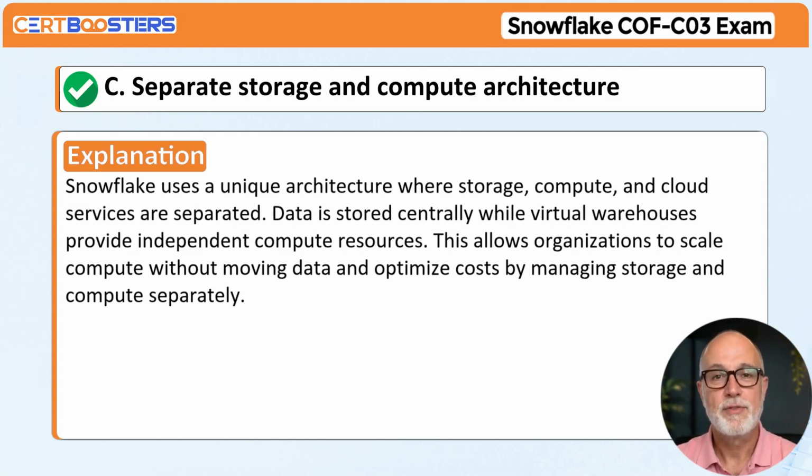Explanation. Snowflake uses a unique architecture where storage, compute, and cloud services are separated. Data is stored centrally while virtual warehouses provide independent compute resources. This allows organizations to scale compute without moving data and optimize costs by managing storage and compute separately.